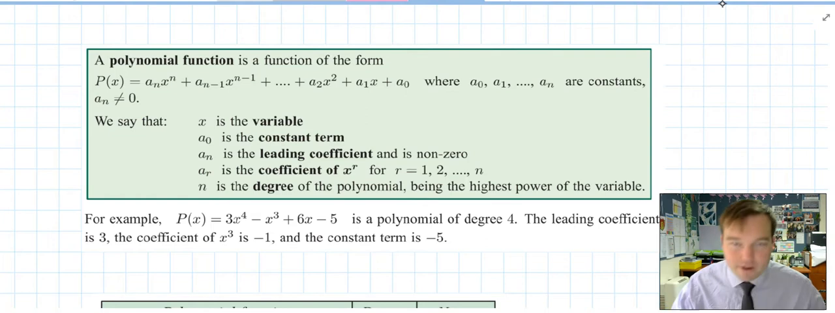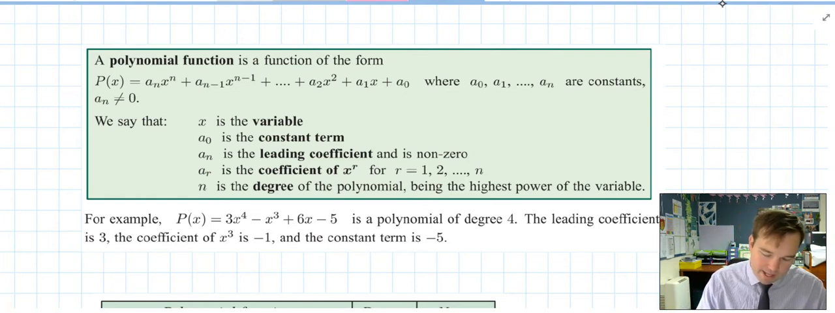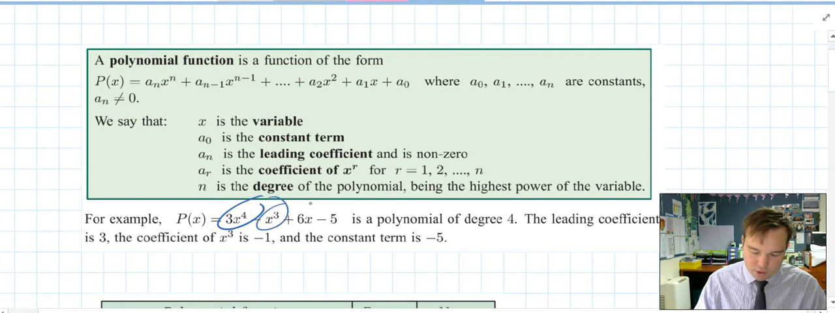Now, there's a big scary notation on the page, but basically a polynomial looks like p of x equals a_n x to the n plus a_(n-1) x to the n minus 1, and so on. Essentially, it's just like an extended quadratic where you might have a 3x to the 4 at the start, then an x cubed, an x, and an x to the minus 5. Note here they could have put an x squared in there, that would have been fine.